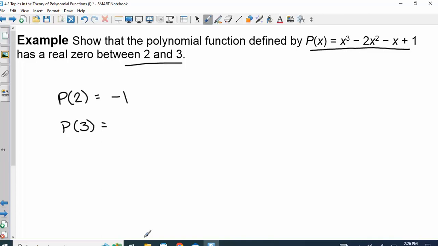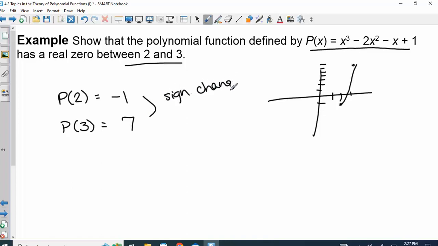If we put in a 3, we get 7. So, if you think about what that means on the graph, when x is 2, y is -1. When x is 3, y is 7. So does it cross 0 in between those? It has to. The only way to get from a negative to a positive is by hitting 0. So there's a sign change, so there's a 0.